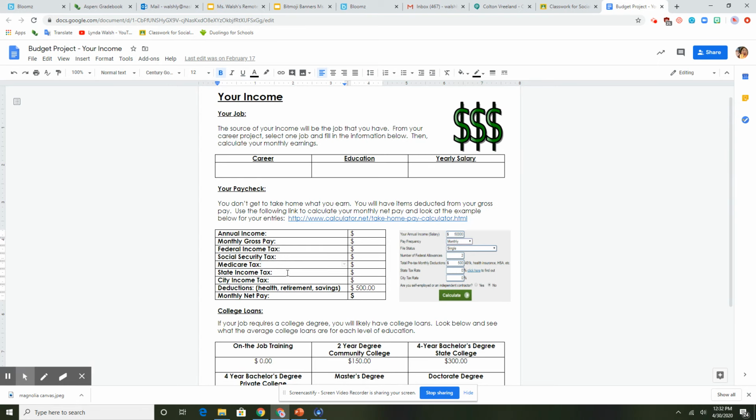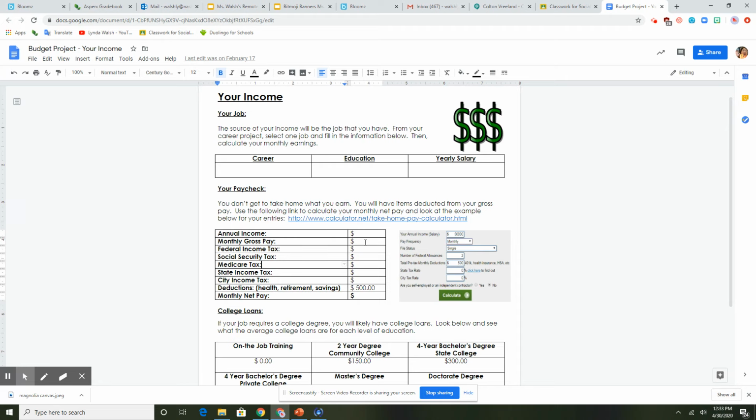State income tax. In New Hampshire, we don't have a state income tax, but most states do. So they would take out a state income tax. City income tax, we also don't do that here, but some states do. And deductions, things like your health insurance, your retirement, and your savings. We're going to do a random $500, like just a blanket amount. And then your monthly net pay.